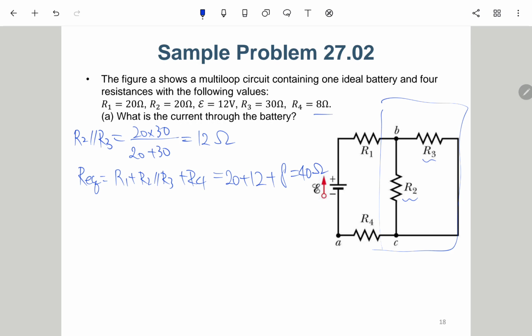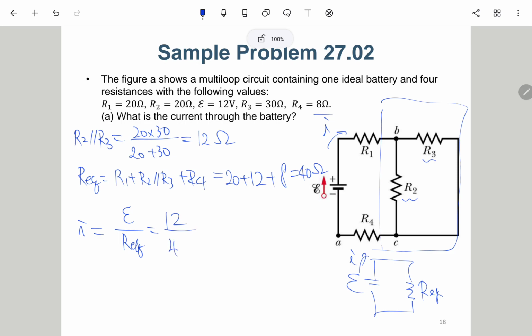So finally, the R equivalent is something like we have E, and then this is R equivalent. This is I, this is I, this is also I. So the current going through the battery should be E over R equivalent, which is E is 12 volt over 40. So this is 0.3. Pretty simple.